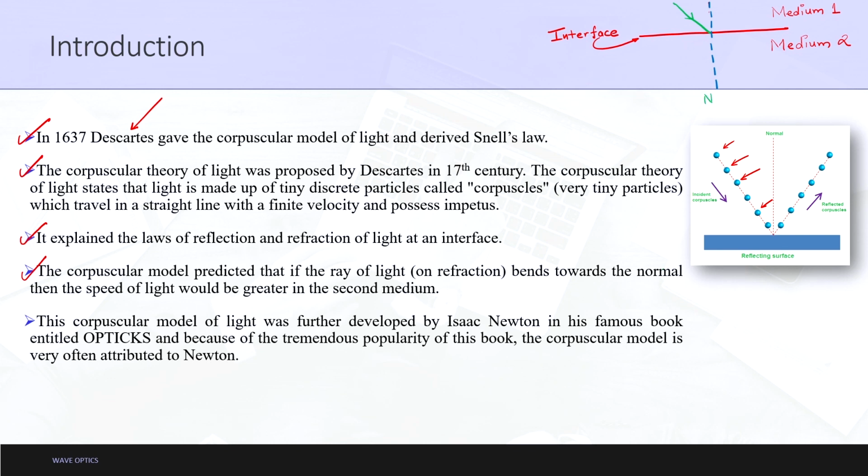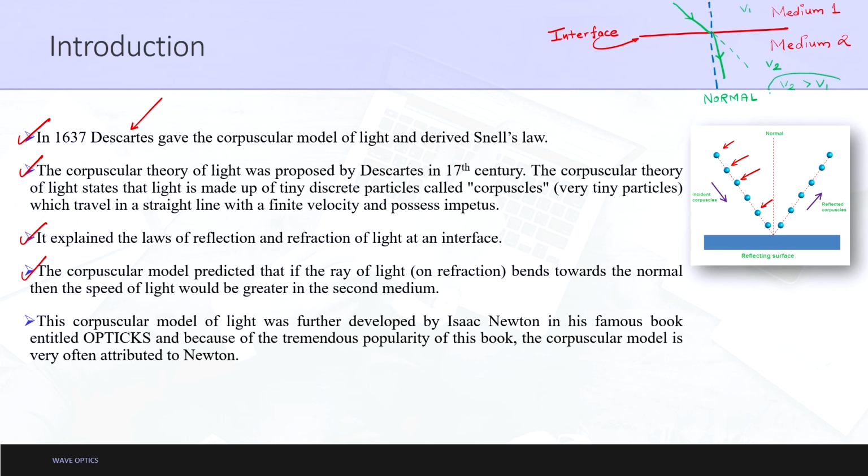So, this blue line is nothing but the normal line. If it is bending towards the normal, then that means its direction is like this. If the original direction is like this, bending towards the normal means going towards the normal, means attracting towards the normal. So, this is the concept being talked about here. Let us say the velocity in medium 1 is v1, the velocity in medium 2 is v2. Now, what this point says is that when the ray of light is bending towards the normal, the speed of light will be greater in the second medium, that means v2 is greater than v1.